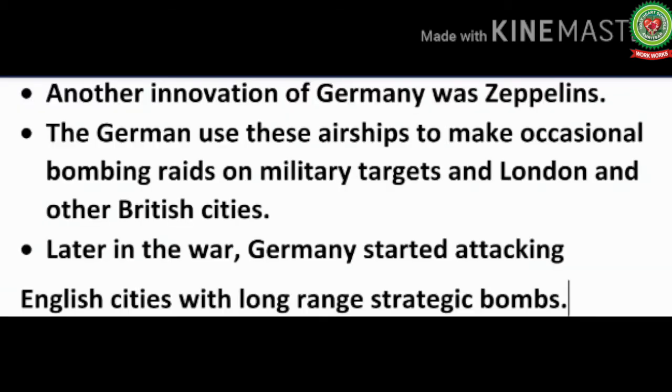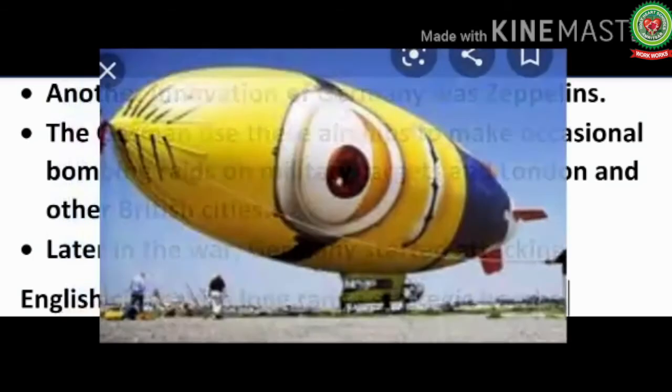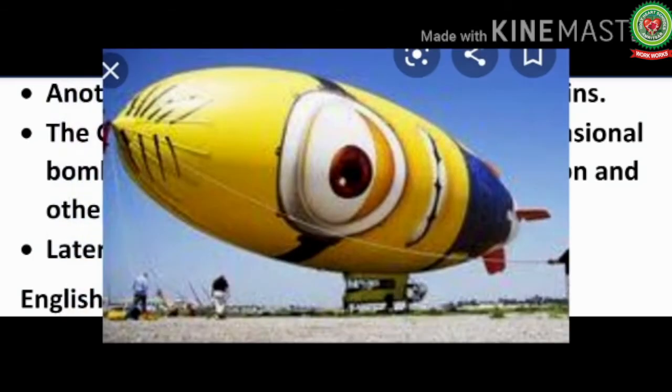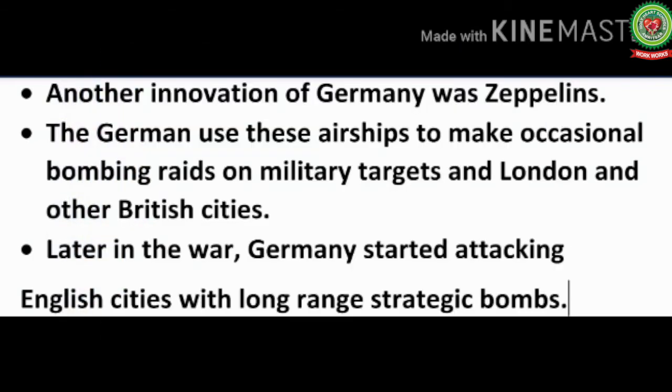Another innovation of Germany was Zeppelins. The Germans used these airships to make occasional bombing raids on military targets in London and other British cities. Later in the war, Germany started attacking English cities with long-range strategic bombs. One of the great innovations of the First World War was the Zeppelin, which was invented in Germany. Now, the Zeppelin was specially invented to target London and the base camps of Britain.